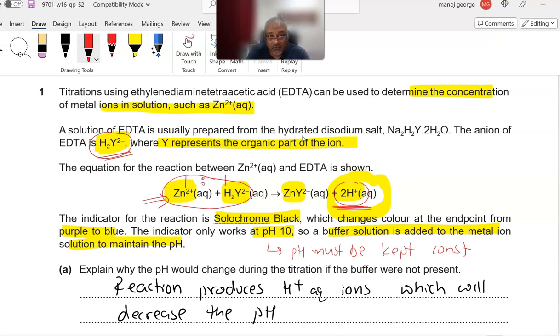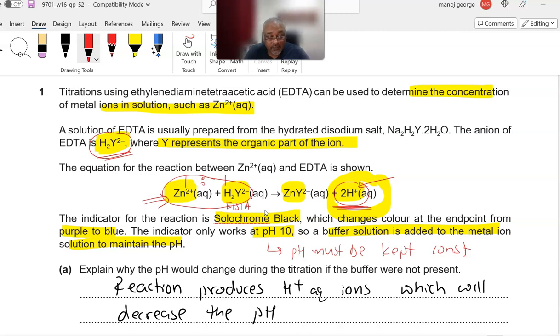Remember, this paper is already solved by me, and I'm just giving an oral explanation as to why the answers were written the way they are. As you see in this equation, there is also an H plus ion being released as a product. That means the solution will become acidic in time. So that's the reaction there. This is representing the EDTA, and the relationship between that and the zinc ion is 1:1.